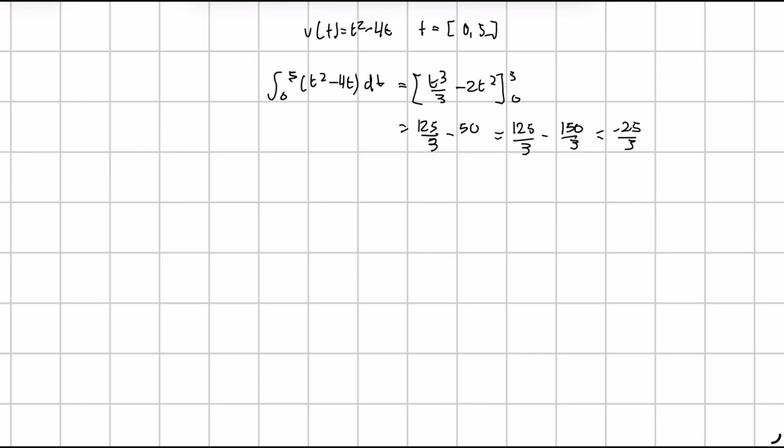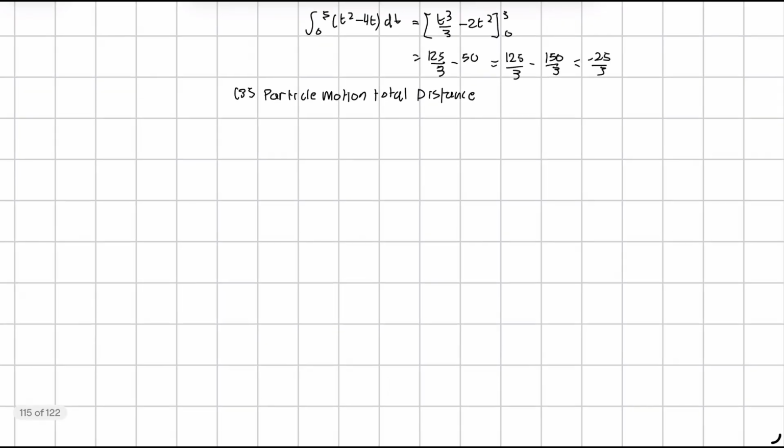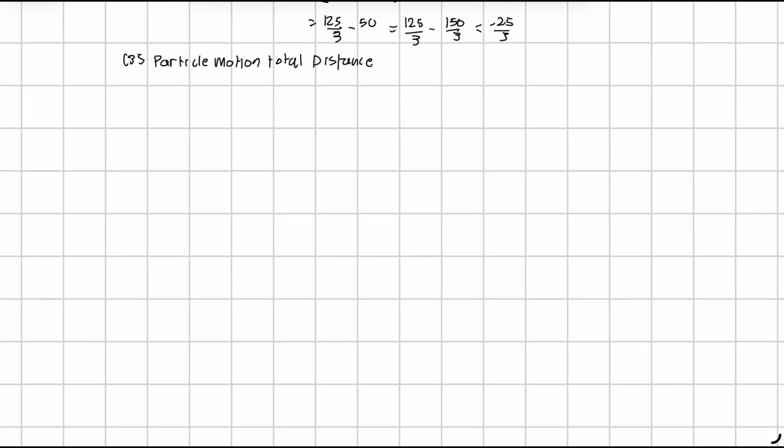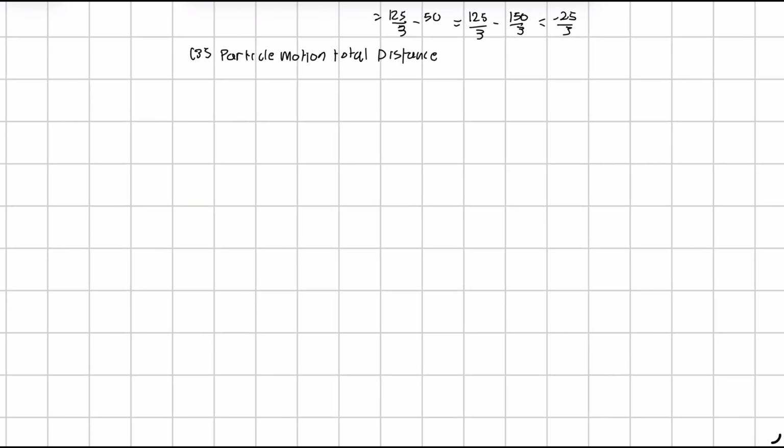How do you find the total distance for particle motion? Particle motion total distance. This is not that bad. So all you have to do for this case is, the total distance is going to count all of your particle movement. So you're going to split where the velocity changes sign, changes from positive to negative, because velocity involves direction.